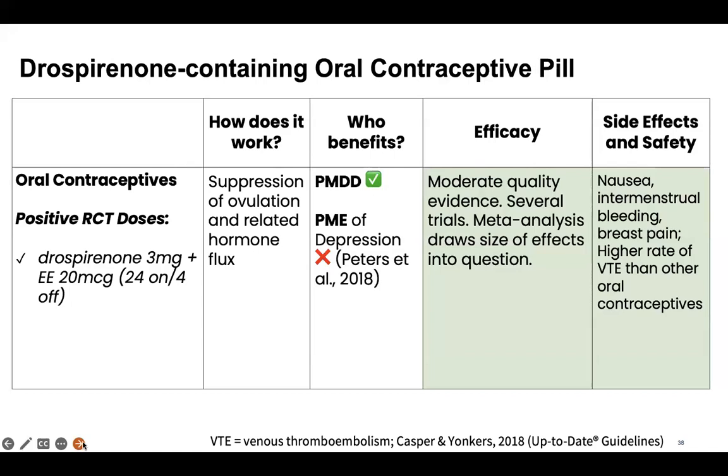We don't know yet. In terms of efficacy, there's moderate quality evidence for birth control. There are several trials, but meta-analysis draws the size of effects into question. The effect sizes might be small. In terms of side effects and safety, people can experience nausea, intermenstrual bleeding, and breast pain. Especially with drospirenone-containing oral contraceptives, there's a higher rate of VTE than other oral contraceptives, which also means there needs to be careful consideration for clotting risk factors before prescribing something like Yaz.